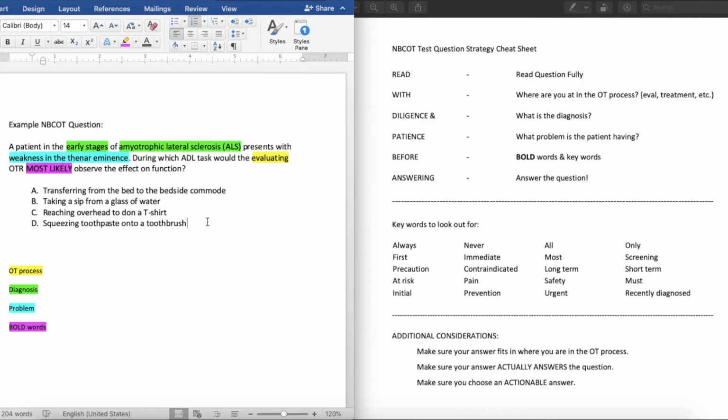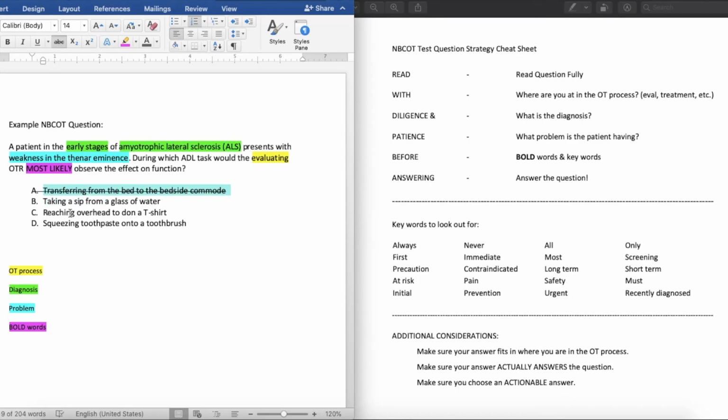So, in looking at our answer possibilities, right off the bat, I see a couple that we can kind of disregard. The first is transferring from the bed to the bedside commode. That, for one, says nothing about what type of transfer they're doing, and so we don't even know that we would need the hands. And also, there is no indication in the question at all that the patient struggles with their lower body or any sort of transferring, because they're in the early stages of ALS. So I think we can go ahead and cross that one out.